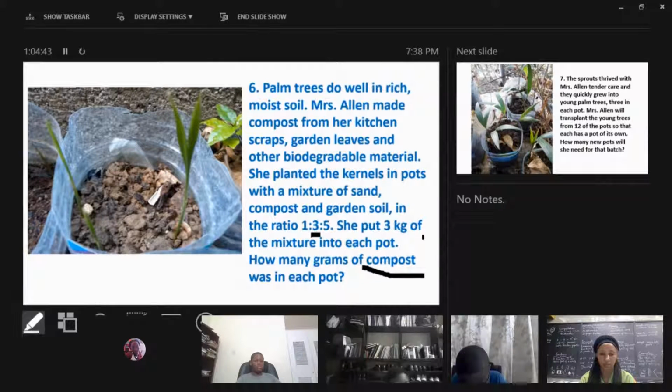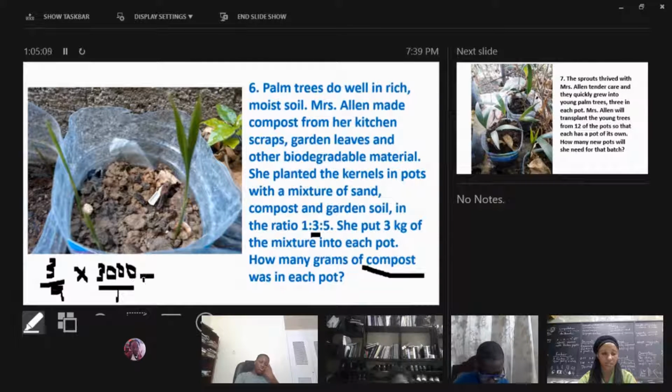Okay, so miss, it would be the 3 over the 9 times the 3 kilograms. Miss, how many grams make a kilogram? That's 1,000. So that's 3,000. So 3/9 times 3,000 over 1.